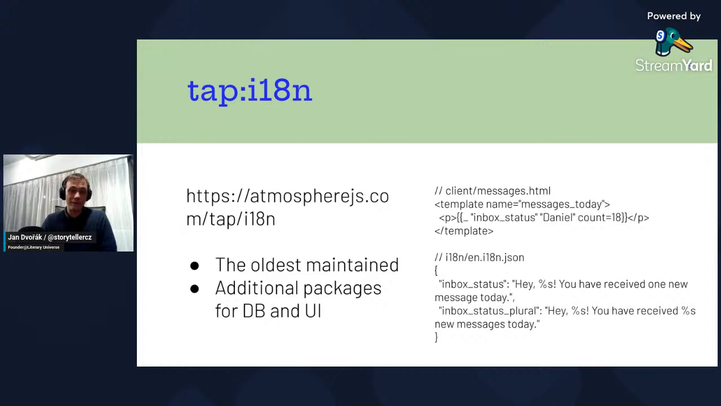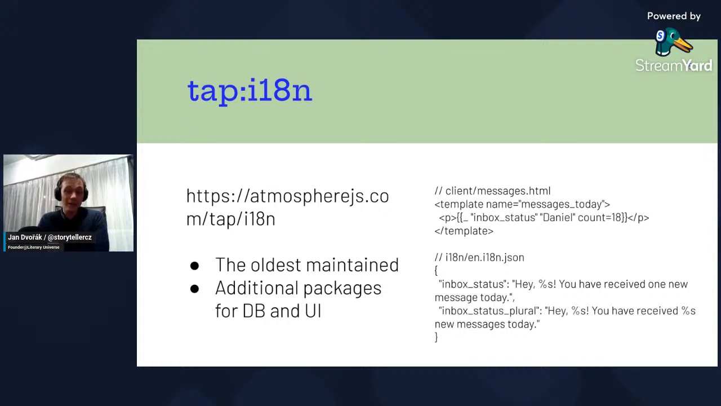Then we have, I would say, probably the oldest but still maintained, tap i18n. It has Blaze support. It also has additional packages for translations in the database, which is a topic in its own right and very close to Universe as well, because we deal with that too, though we have our own, heavily inspired approach. On the right you can see an example of how you can use it in Blaze and how it looks.